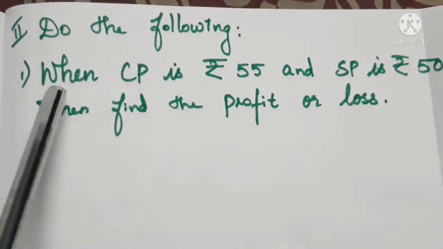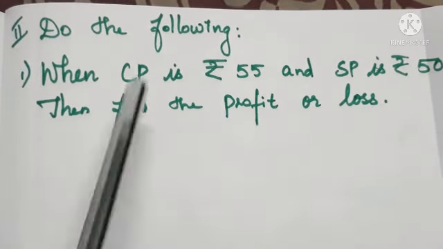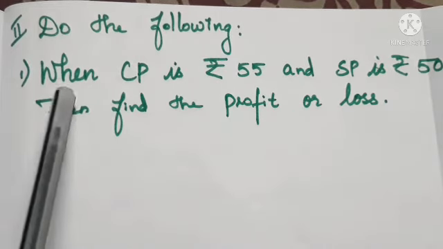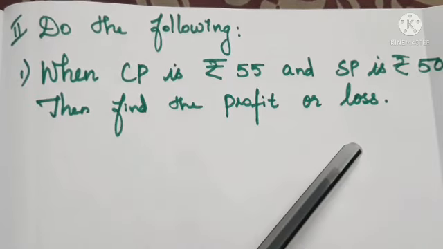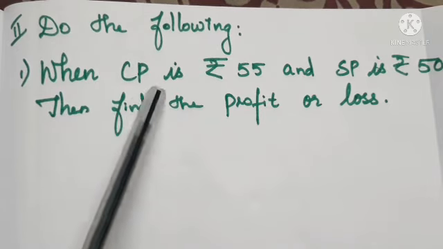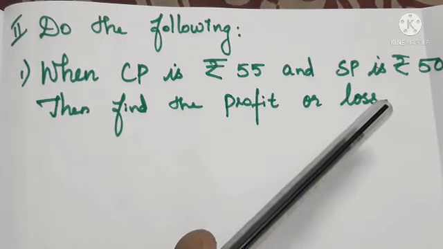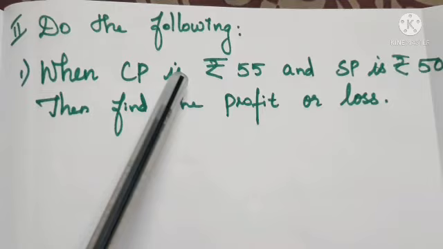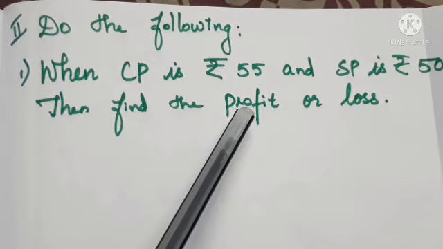The first question: when CP is rupees 55 and SP is rupees 50, find the profit or loss. In this question, they have given the cost price of some goods, that is rupees 55, and the selling price, rupees 50, and we have to find whether it is a profit or loss for the shopkeeper.